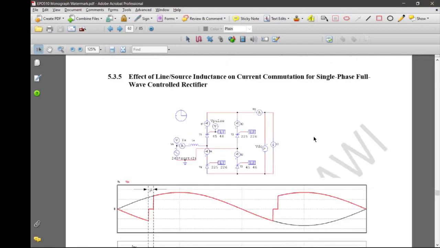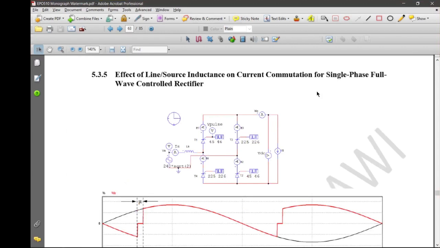Now let's continue with the notes. We go into the effect of line source inductance on current commutation for single phase full wave controlled rectifier. So we go back to the highly inductive load condition. You have a full wave rectifier, and at the output we replace R plus L, because it's a highly inductive load, with a constant current I DC here. And we have LS. This actually comes from the transformer winding, from the cable, so it appears as the source inductance.